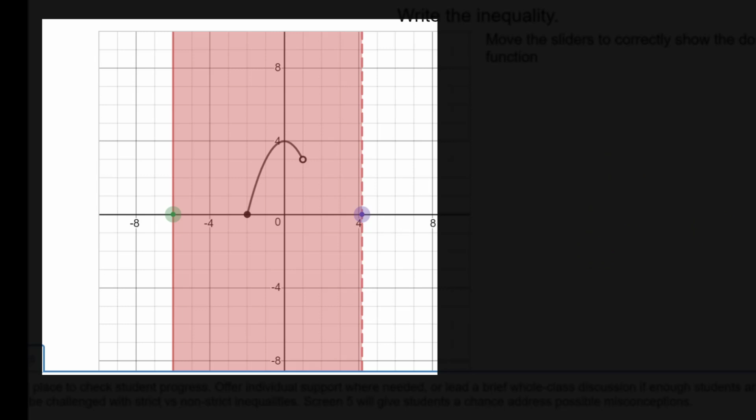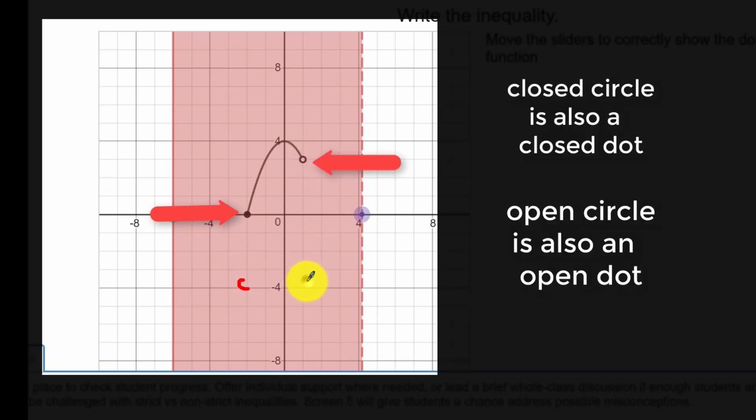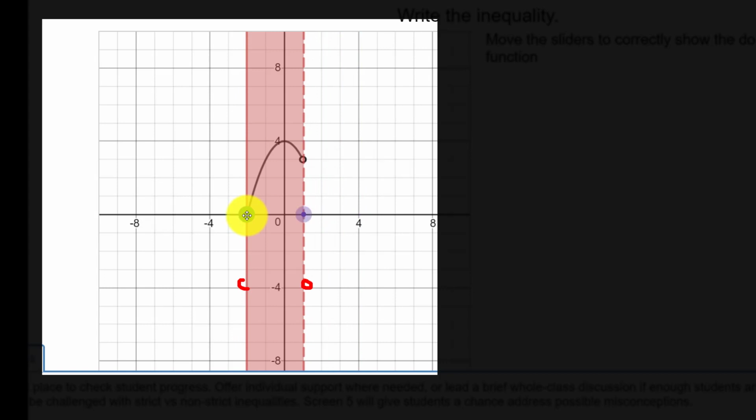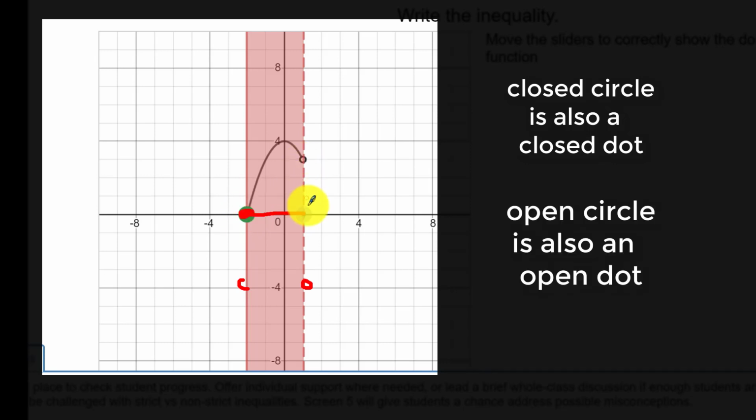First, let's identify the endpoints of this graph. The left endpoint is a closed circle and the right endpoint is an open circle. Now let's move our slider so that we can shade our graph from the left endpoint all the way to the right endpoint. The domain of this function is the portion of the x-axis that is shaded from here all the way here. Now remember, this one is a closed circle, so we should have a closed circle here. Now my right endpoint is an open circle, so this should be an open circle.